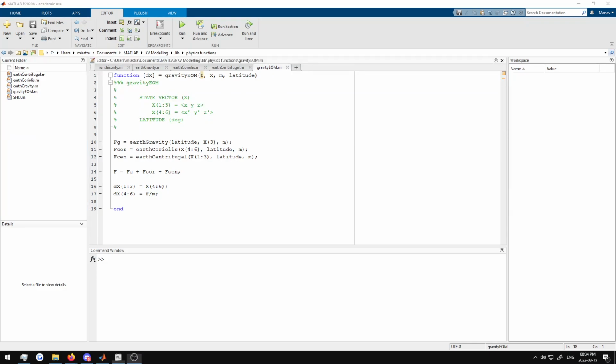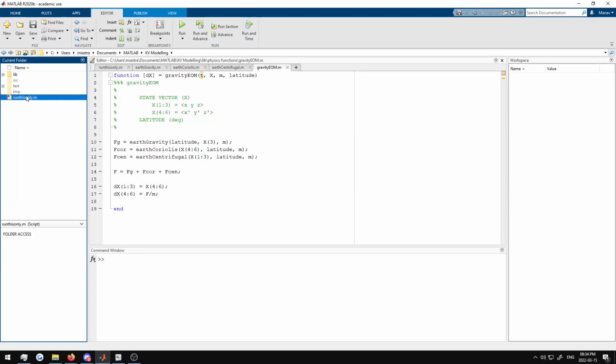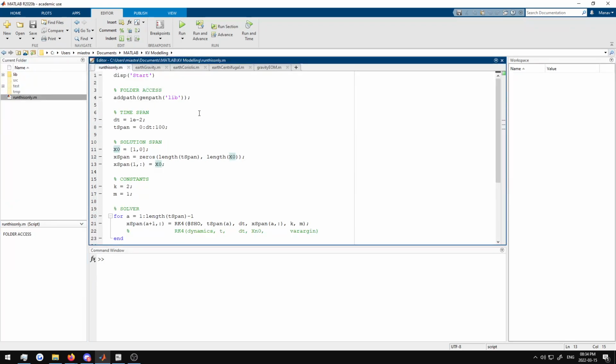All right, so now we've defined our equations of motion. Now we just have to go back all the way to the main file and edit this accordingly. I'm just going to pull these numbers from the perspective of this video.